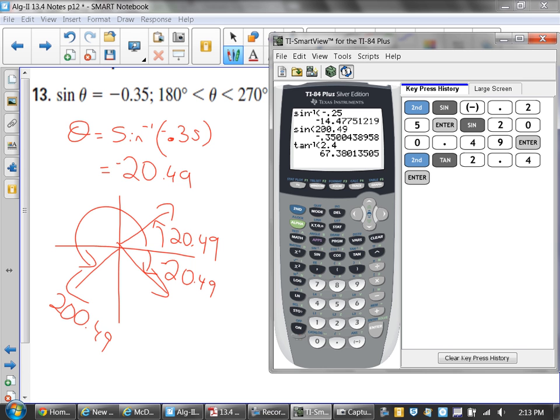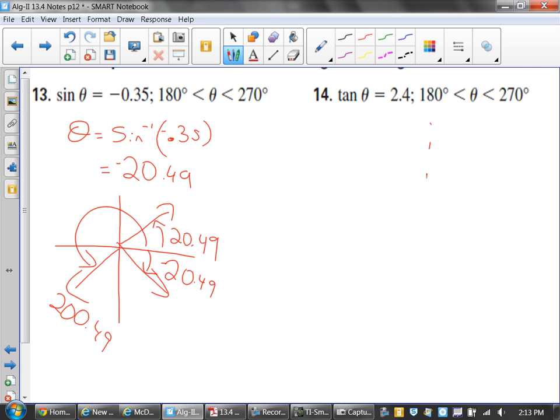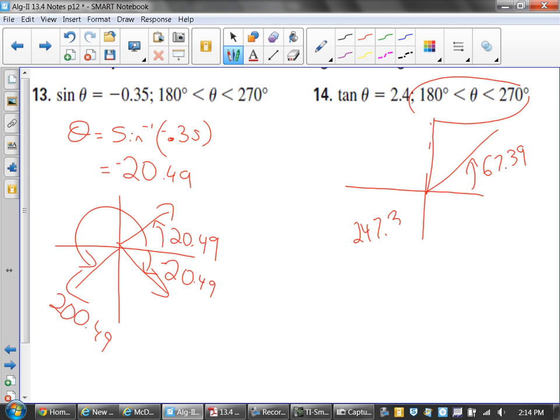67.38. Are you okay with that? Yeah. That puts us into the first quadrant. And again, it wants you to be in which quadrant? So what do I do to 67.38? Add 180. What do you get? 247.38. Again, is tangent positive in the third quadrant? Yeah, because both cosine and sine are negative.